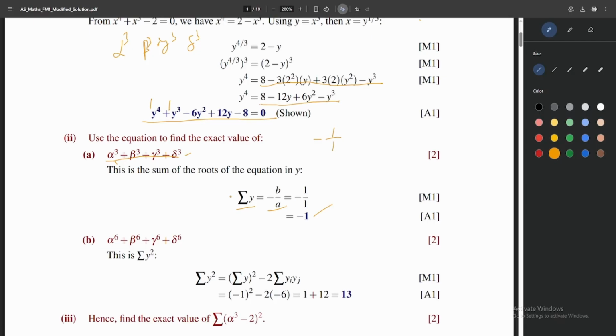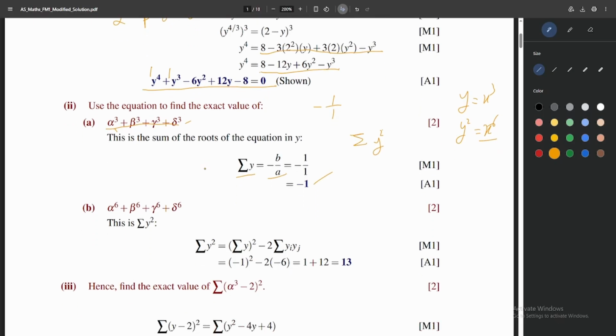Since this is the sum of the y's, this should be the sum of the squares of the y's. Since y is x cubed, squaring y we get x to the power 6, and those are the roots we want. So now we will use that. Again, same thing, Vieta's formula, but this time it's for the squared ones. So we'll use this formula.